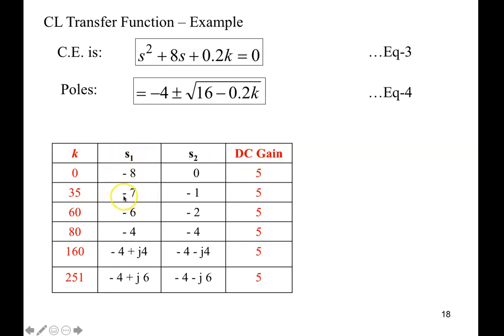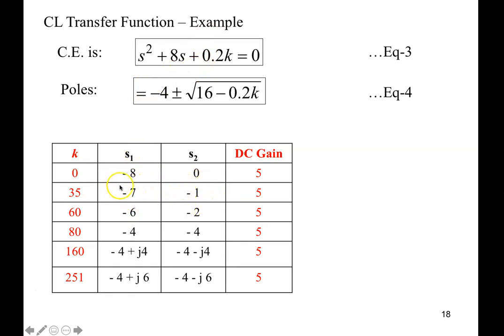If I increase the gain to 35, if I change the gain k value from 0 to 35, that becomes 0.2 times 35, that's 7. 16 minus 7, that's 3. Sorry, 16 minus 7 is 9. Square root 9 is 3. So it becomes minus 4 plus 3, that gives me minus 1. Minus 4 minus 3, that gives me minus 7. So I have two poles here, minus 7, minus 1.